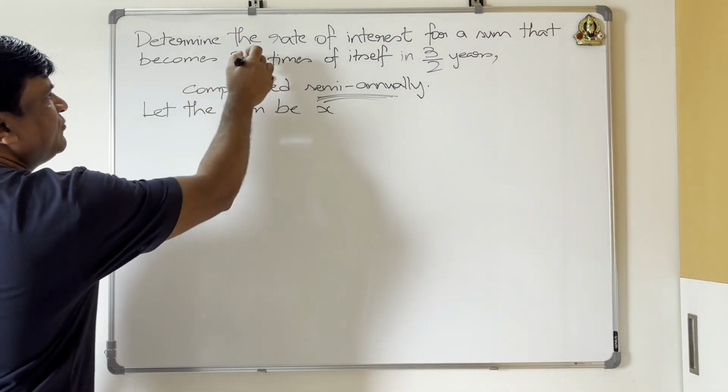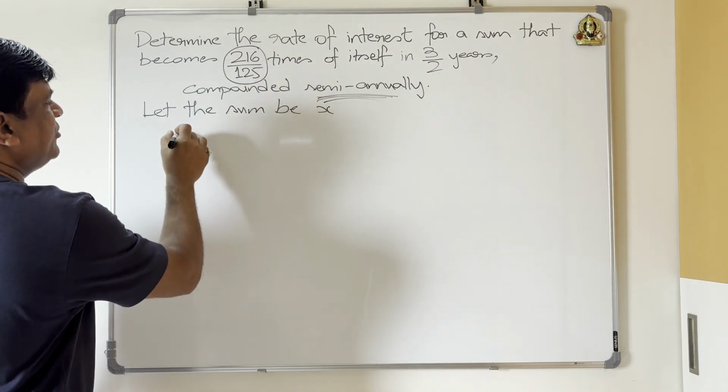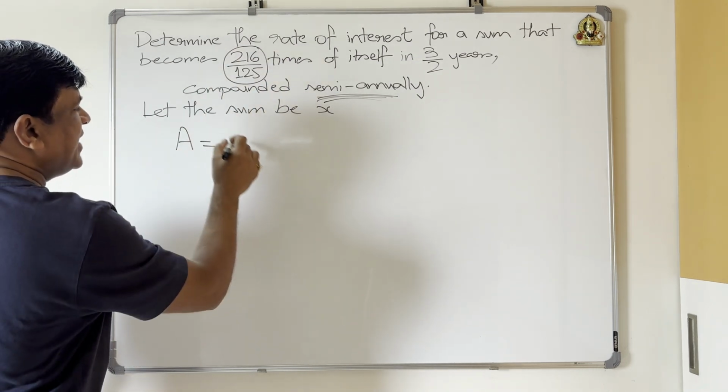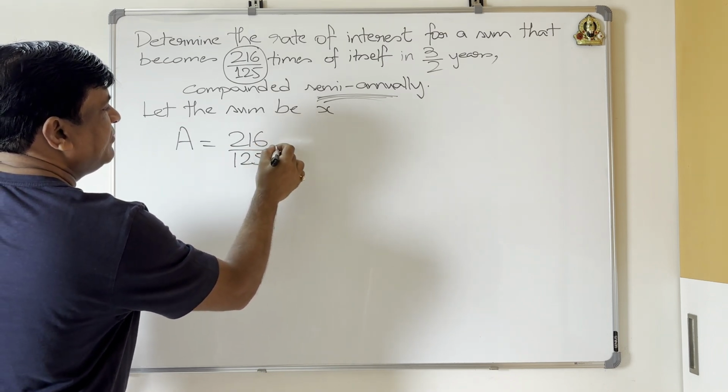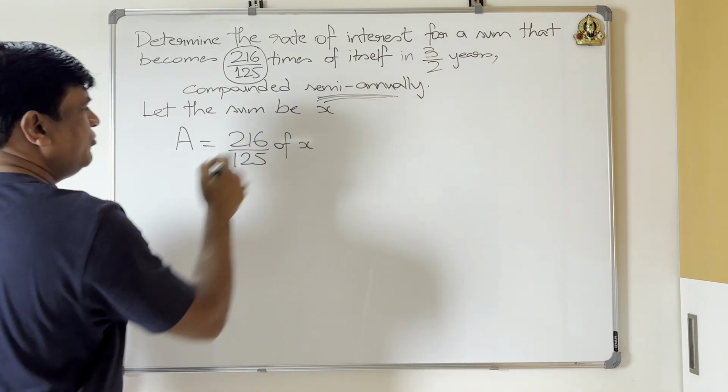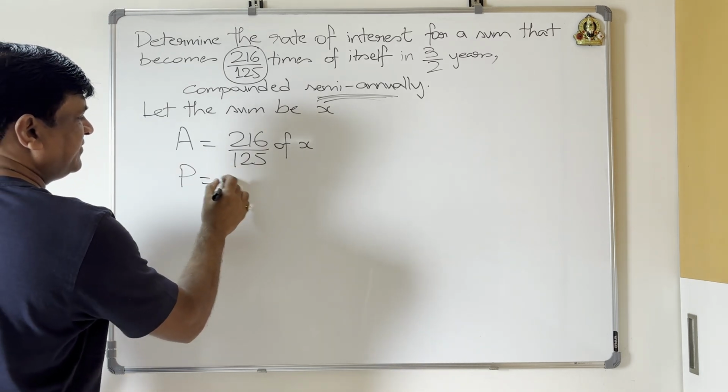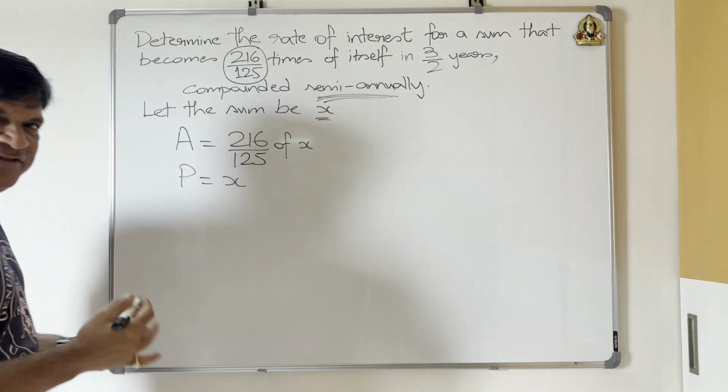So what is this? This is nothing but your amount. So I can write it as 216 by 125 times of x. That's your amount. Your principal is x, as we have assumed at the start.